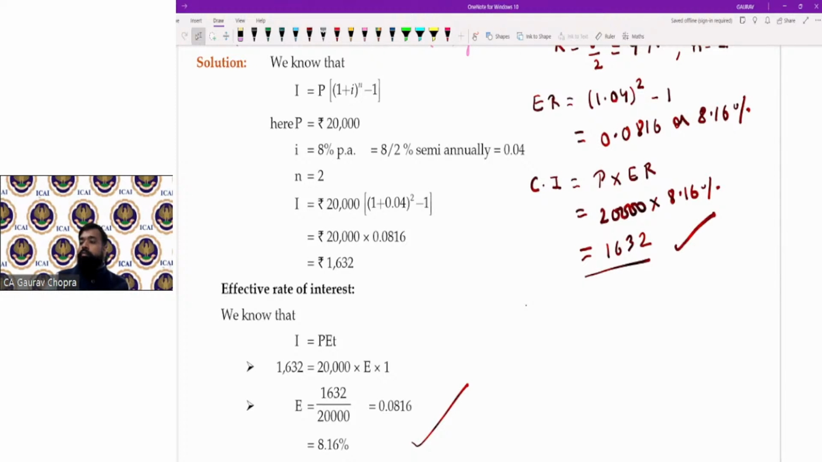Chandana Gupta is asking, 1.04 is coming from where? See, it is 1 plus I. So 1 plus 4% will give you 1.04. All right.